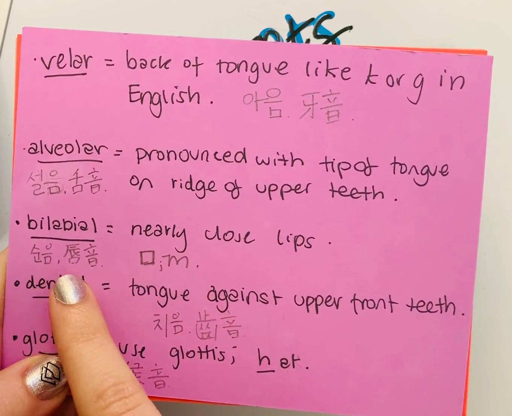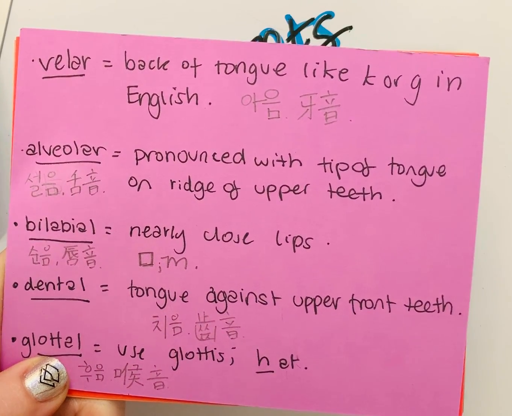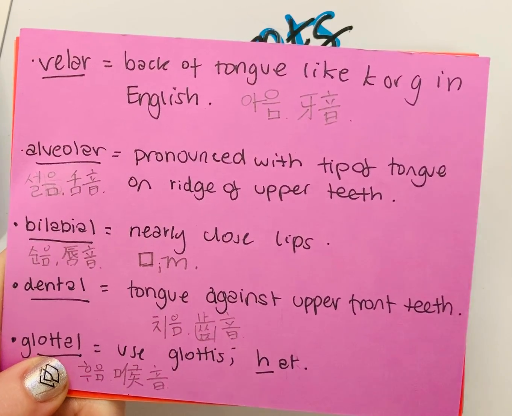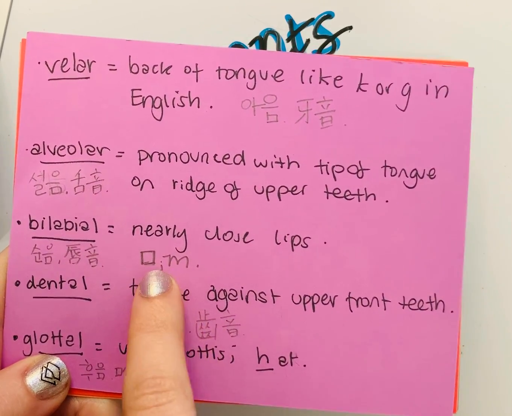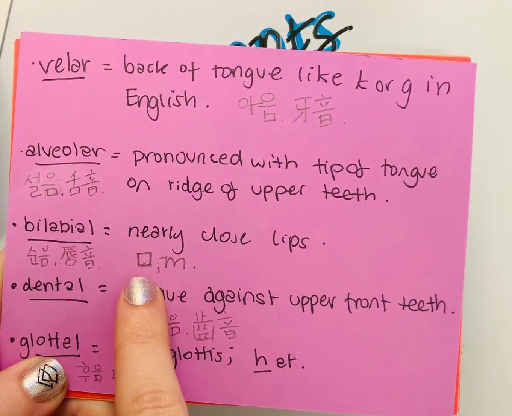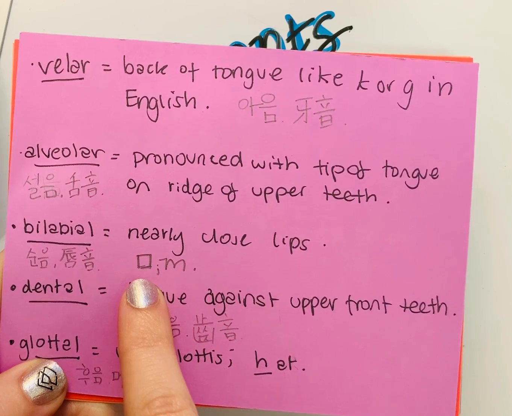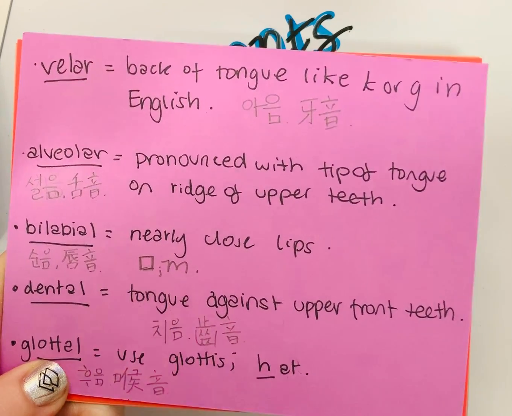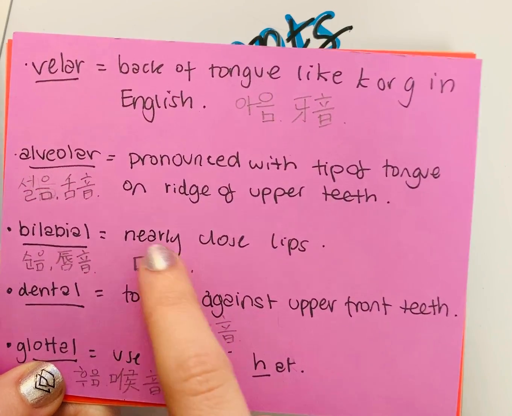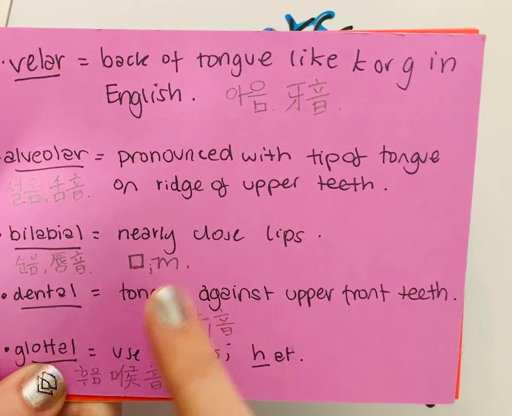Bilabial is written with these characters, and it's when you nearly close your lips to make a sound, like you do with a P or a B or an M. Bilabial. And this is an example that we're going to learn in a minute. This is the letter for M in Korean. If you pronounce the word M, ma, say ma, and look at where your mouth is, it should be in a similar shape to this. So that should make that one easy to memorize in terms of how to write it, at least.